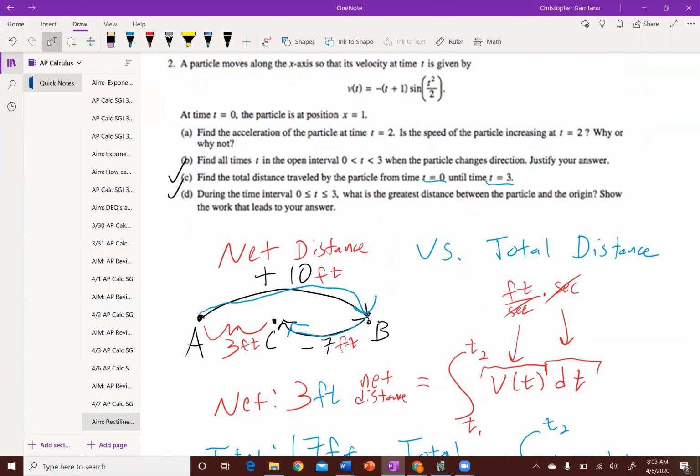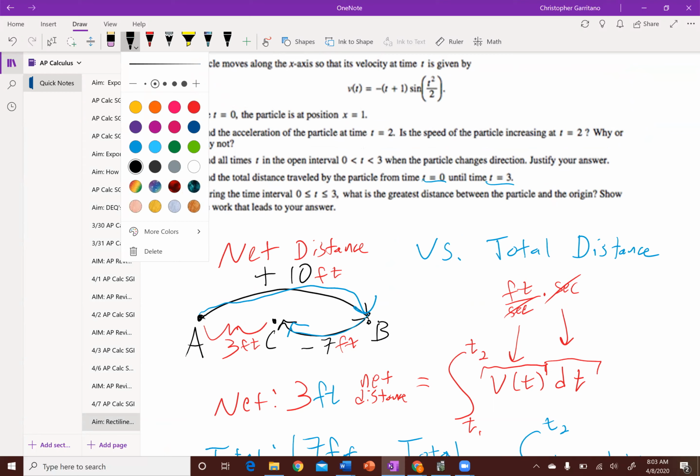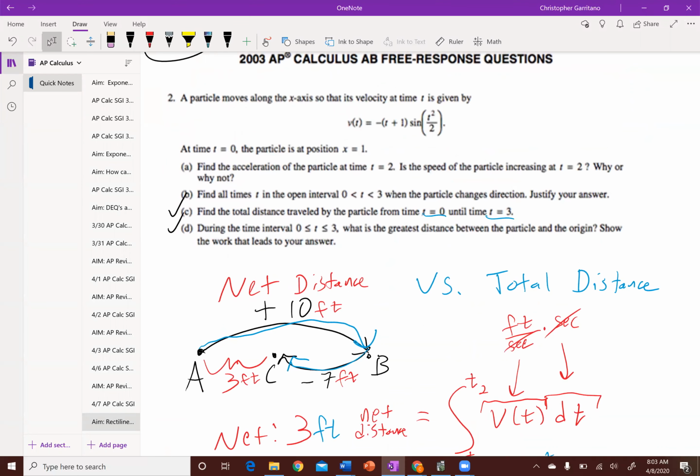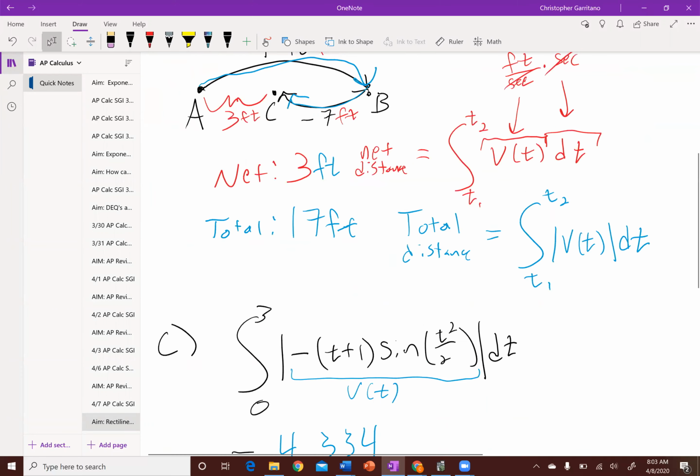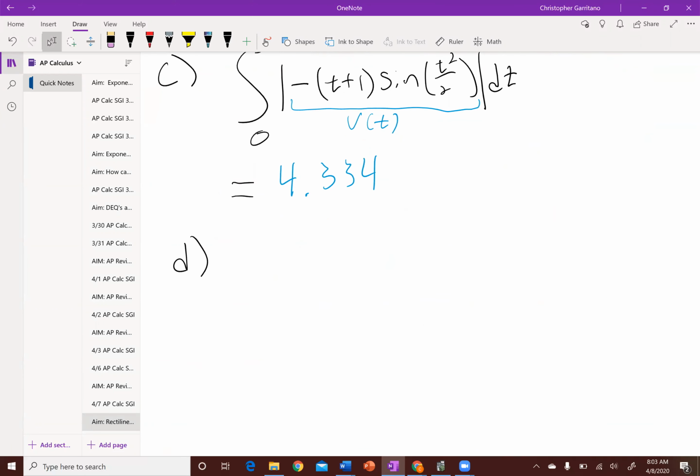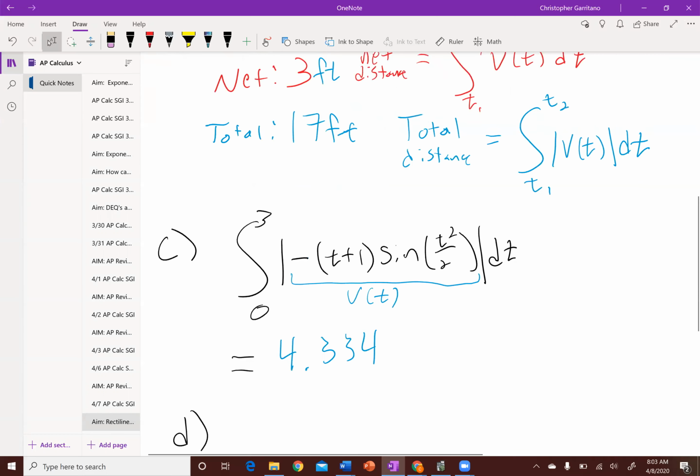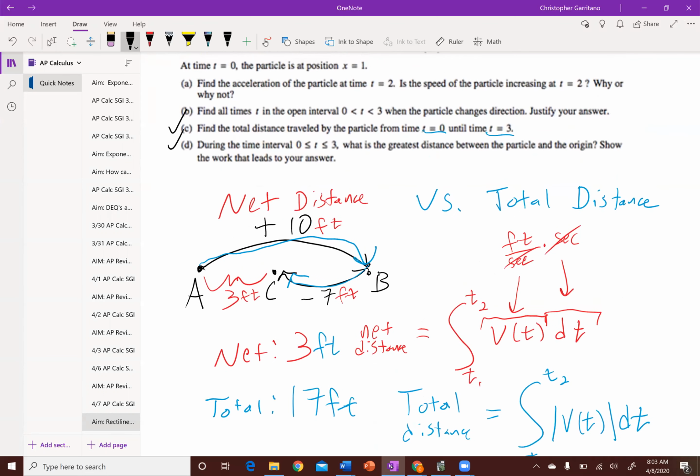Part D, during the time interval 0 to 3, what is the greatest distance between the particle and the origin? So essentially what we're trying to do is maximize a function, and that function is x of t, the position of the particle, right? The particle is moving along the x-axis, so at any time it's some distance away from the origin, some horizontal distance away from the origin, and that's really all we care about. Now, the one thing we do want to be careful of here is the greatest distance between the particle and the origin.